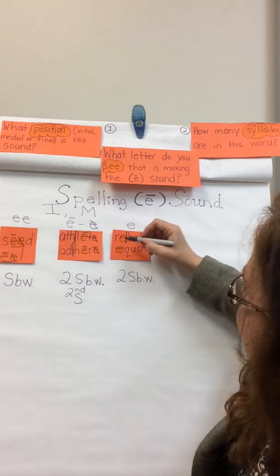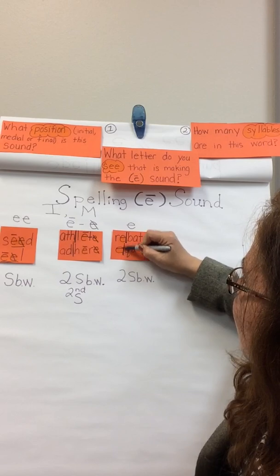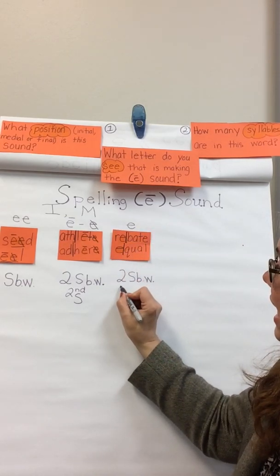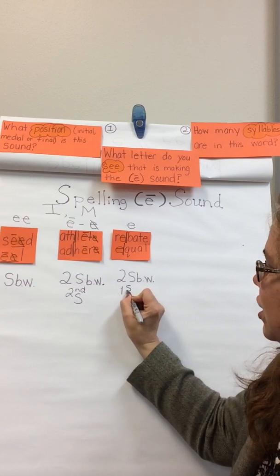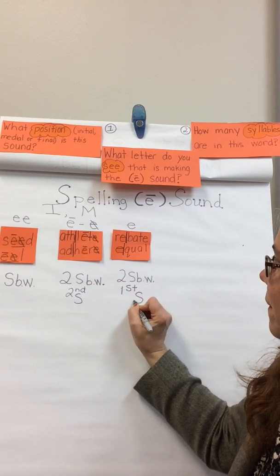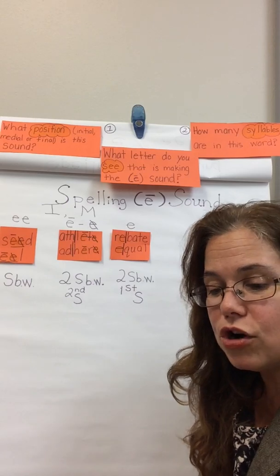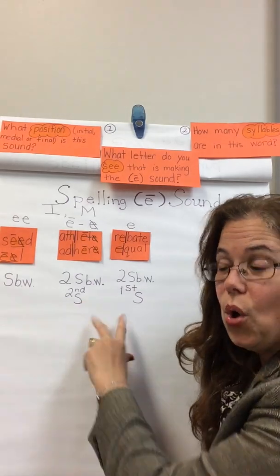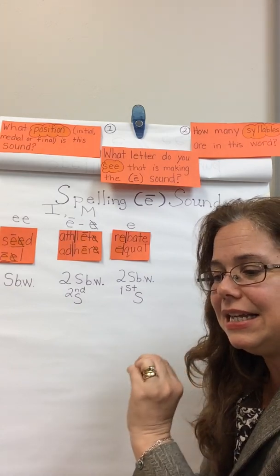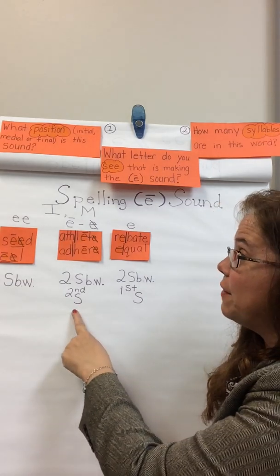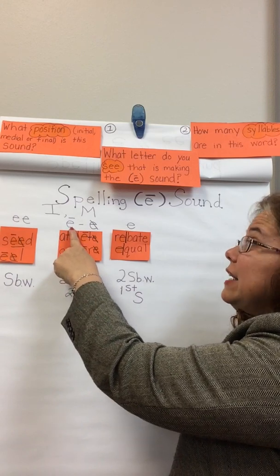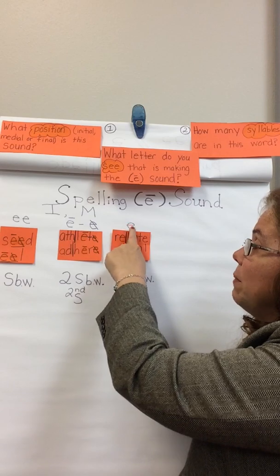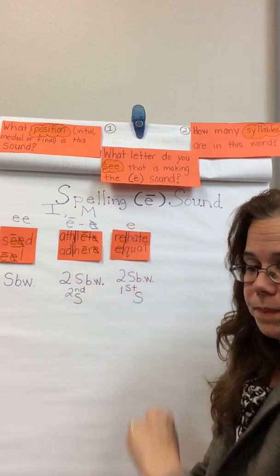Equal. I'm hearing the E right here in this first syllable. Equal. The E sound is in that first syllable. So when I'm spelling words, I've got to be listening. Especially when it's a 2-syllable base word, where am I hearing the E sound? If I hear it in the second syllable, I'm going to use E consonant E. If I hear it in the first syllable, I'm going to just use a plain E.